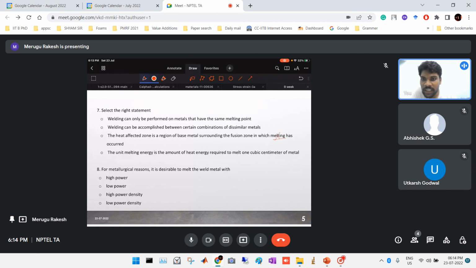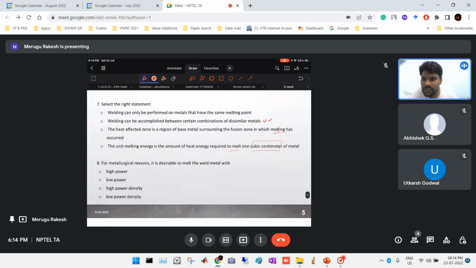The unit melting energy is the amount of heat energy required to melt 1 cubic centimeter of metal. Of course this is true, but it should not be in centimeters. It can be meters. It should be a unit value, not specified in certain units. So the appropriate option will be B.